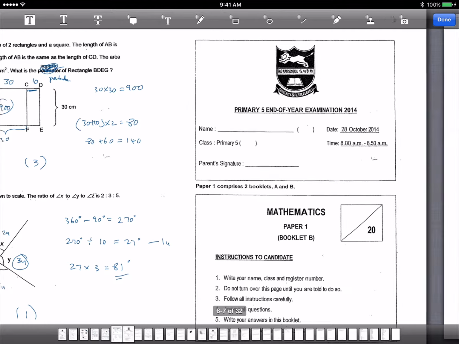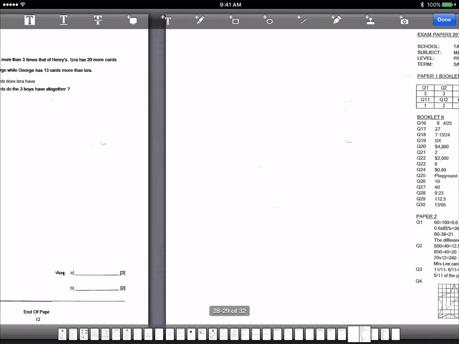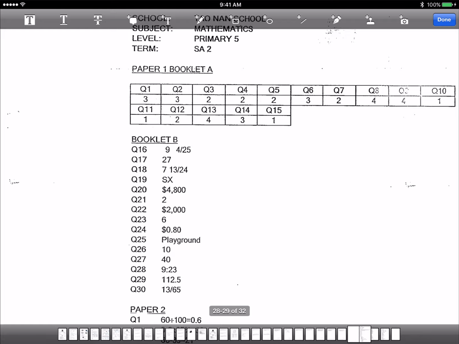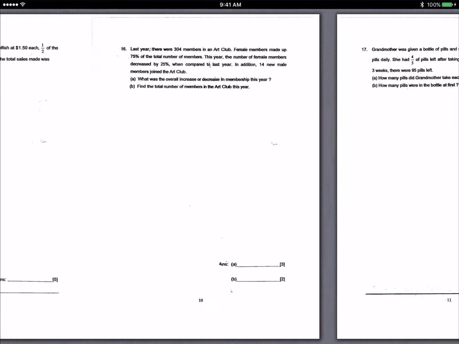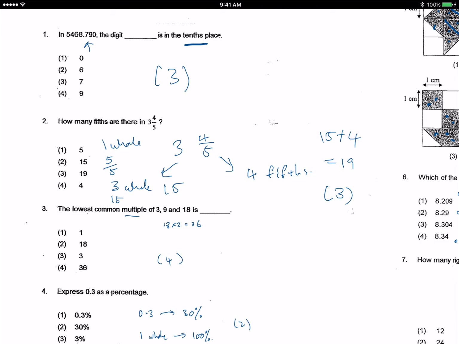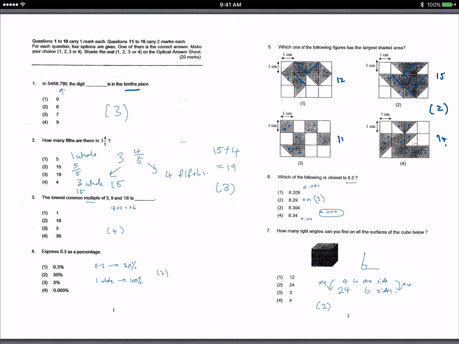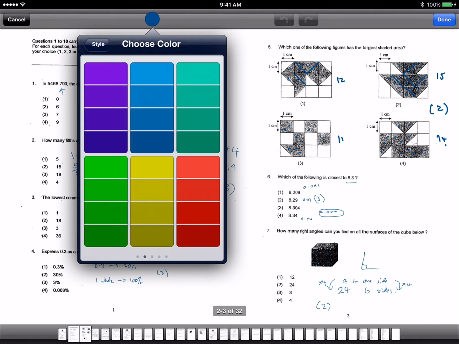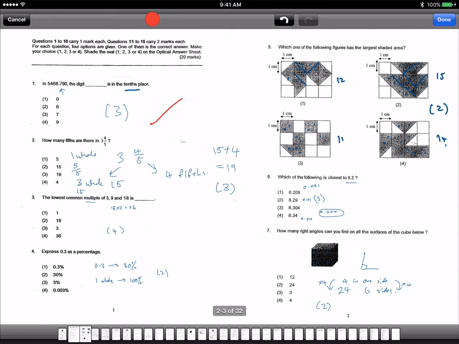Okay, let's take a look at the answer, which is all the way back. Here we go. 4, 3, 3, 2, 2, 2. So quick. Three, 2, 2, 2. Okay, so 18 is a common multiple.